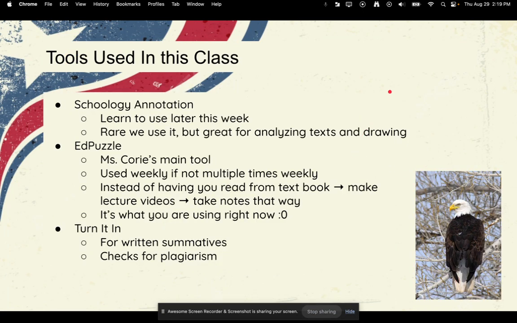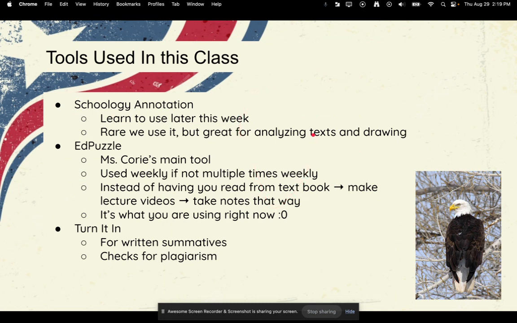All right, let's talk about some other tools used in this class. So Schoology annotation, that's one that I have used before. We might also use Cami. They're extremely similar, but that's really great for analyzing text and drawing. You will use one of them for an assignment, actually previous to this video, if I am correct. Also, Edpuzzles. Now, when I teach my other classes, I use Edpuzzles a lot more. For government, they won't be as much.